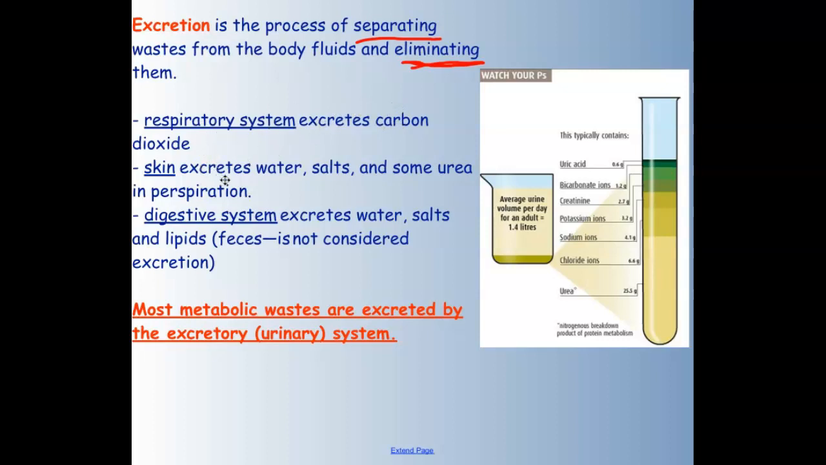In the skin, we excrete water and salt. In our perspiration, we also have urea. That's one of the reasons why you get body odor from sweat, because the urea is there to make it smell a little bit off, just like it is in our urine.